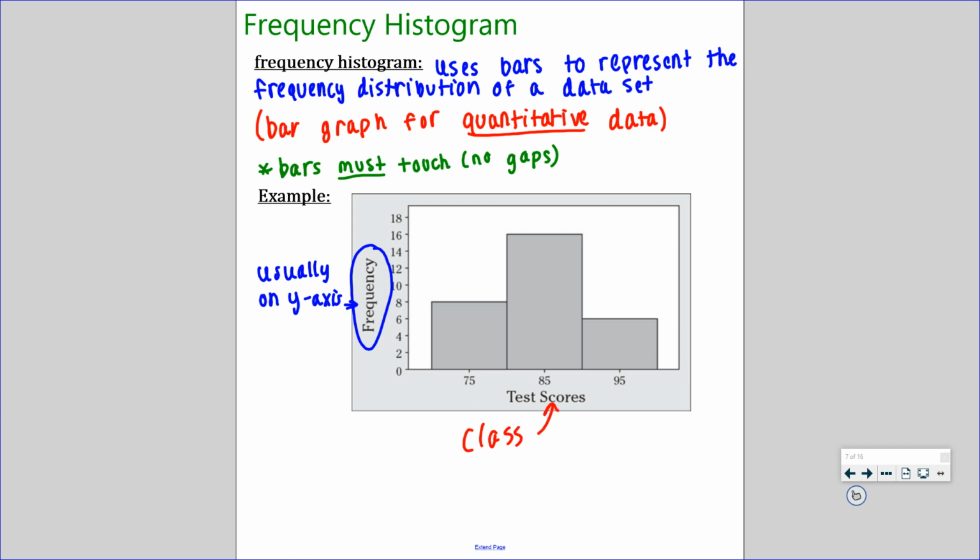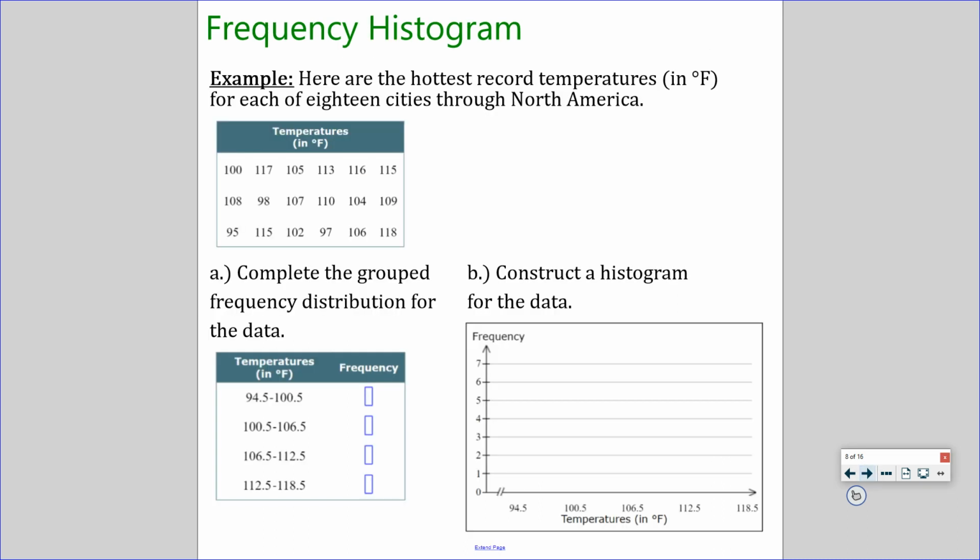Okay, so it looks like obviously the majority of our test scores were right within that 80 to 90 range. 16 of them. Okay, let's draw one. Here are the hottest record temperatures in degrees Fahrenheit for each of 18 cities throughout North America. Holy smokes. Complete the grouped frequency distribution for the data. So they're grouping how often it was 94.5 to 100.5 degrees, and it goes up from there.